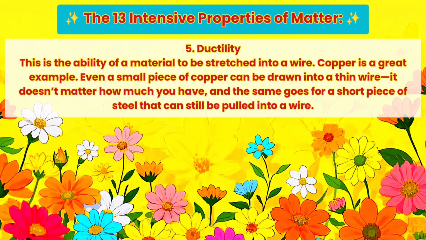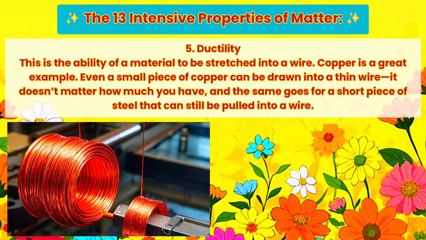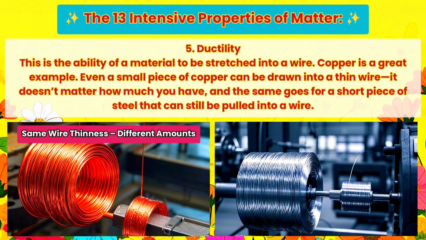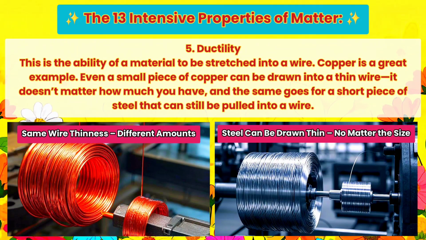Number 5, ductility. This is the ability of a material to be stretched into a wire. Copper is a great example. Even a small piece of copper can be drawn into a thin wire. It doesn't matter how much you have. And the same goes for a short piece of steel that can still be pulled into a wire.